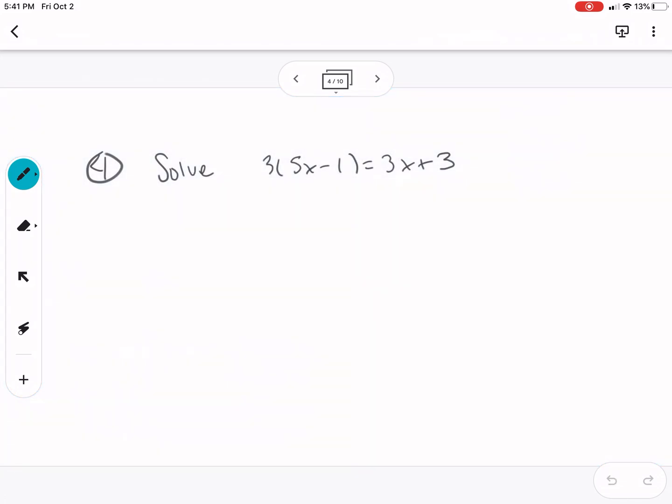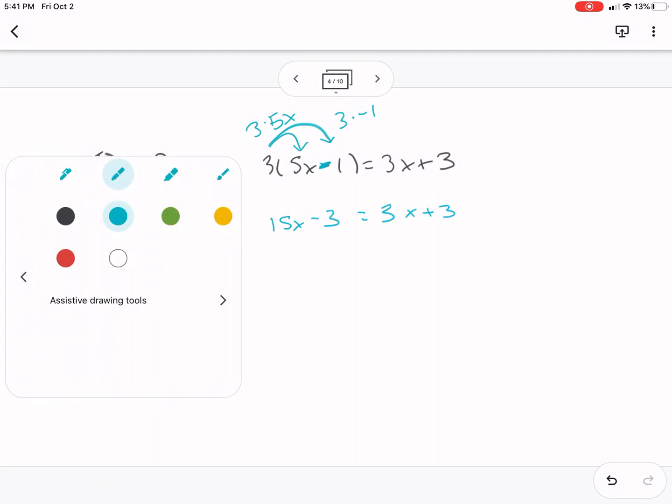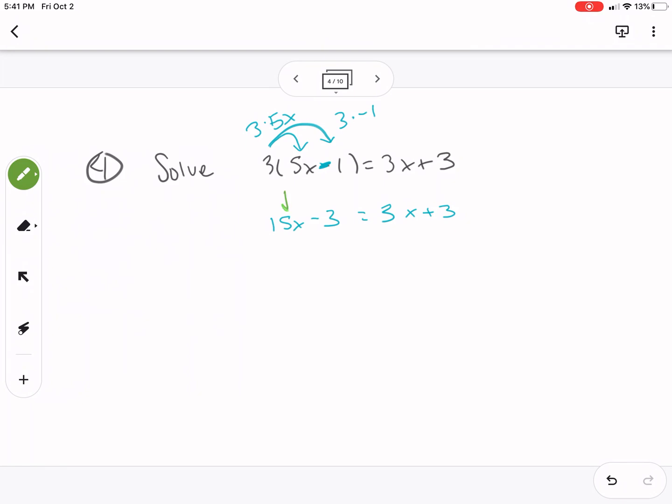On this next problem, we're going to solve a simple equation for x. So your first step would be to distribute. 3 times 5x is 15x, and then 3 times negative 1 is negative 3. In this equation, we have variables on both sides. I usually undo the smaller one. So I'm going to undo 3x by doing minus 3x to both sides. On the right side, plus 3 just means it's a positive 3.